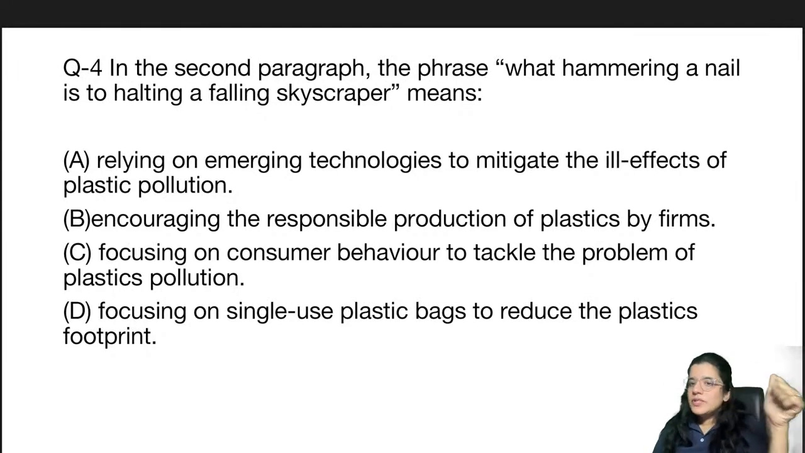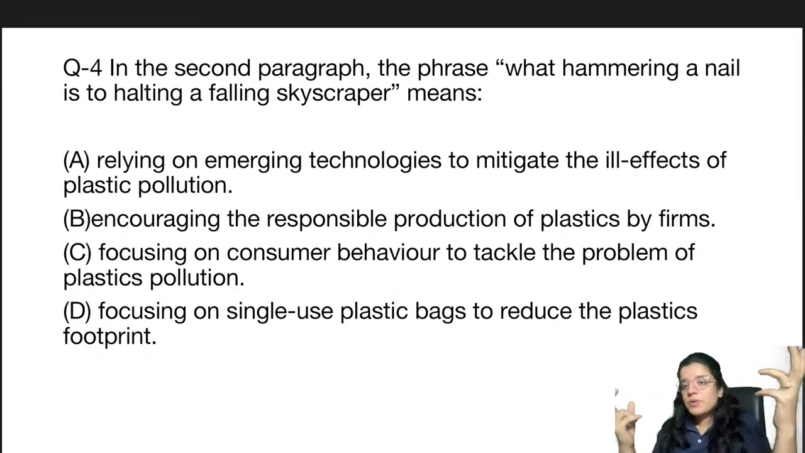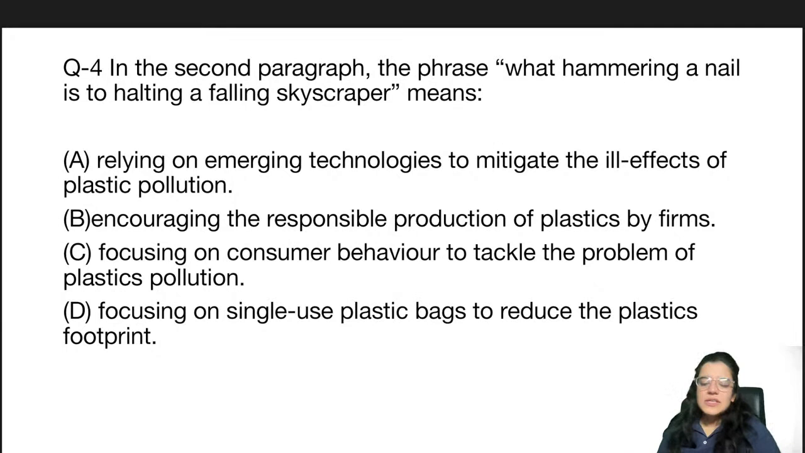So if we talk about the A option, relying on emerging technologies to mitigate the ill effects, this is not connected to this particular paragraph. अगर आप second paragraph में जाते हो, then the author is nowhere talking about emerging technologies, especially when he talks about this phrase hammering a nail is to halting a falling skyscraper. So that goes out. Relying on technology is not at all connected to this phrase, so that goes out. B says encouraging the responsible production of plastic by firms. Absolutely true. But this is not what the question asks you.